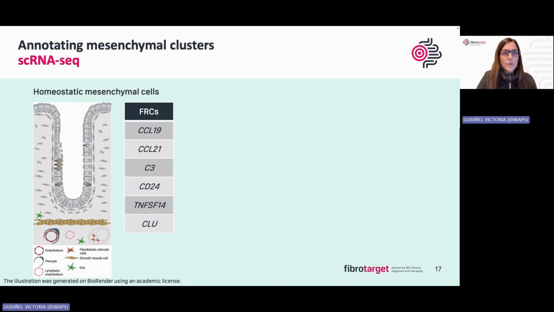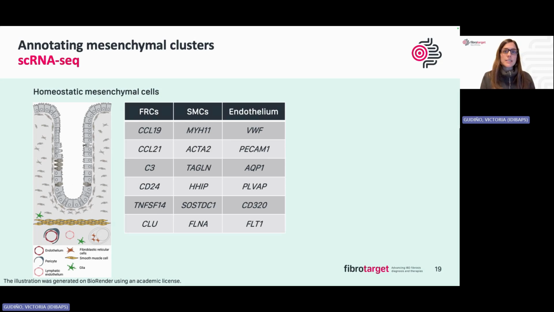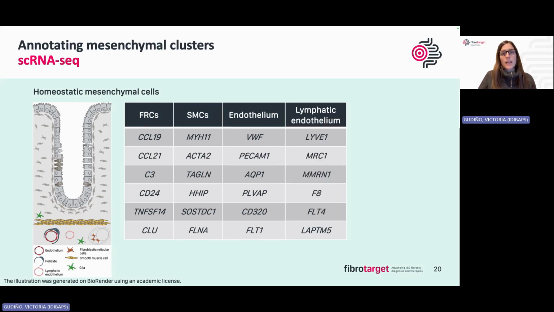On top of this, in the healthy mucosa, we can also identify fibroblastic reticular cells or FRCs, which are within the lymphoid aggregates, expressing the lymphocyte recruiting cytokine CCL19 or CCL21. There are also the smooth muscle cells that separate the mucosa from the submucosal layer and express myosin 11 or ACTA2. Regarding endothelial cells, blood vessels are identified by the von Willebrand factor and PECAM1, while lymphatic endothelium specifically expresses LYVE1 or MRC1.